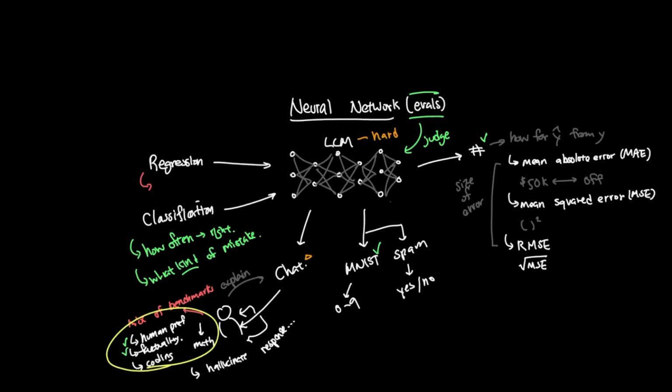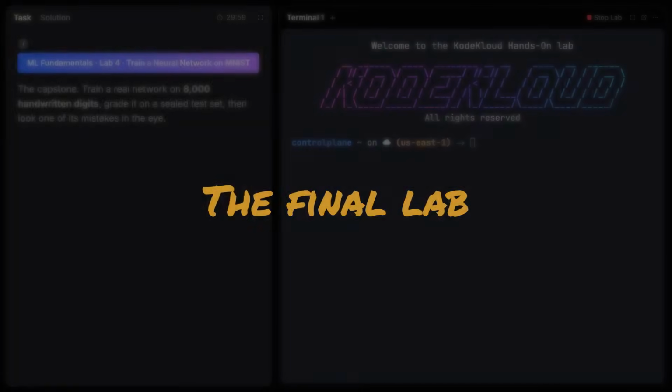For regression, we measure error. For classification, we measure correct prediction and mistake types. For language models, we need a mix of benchmarks, human judgment, and real-world testing. Now let's try the final lab.